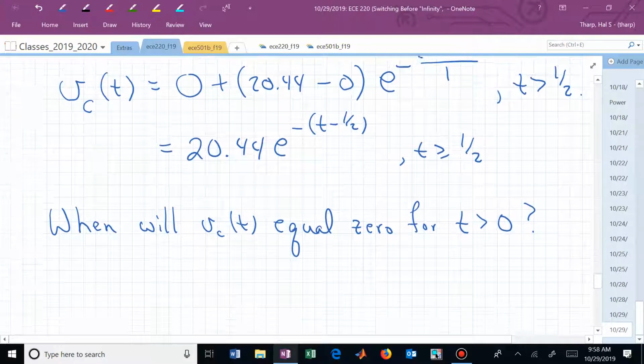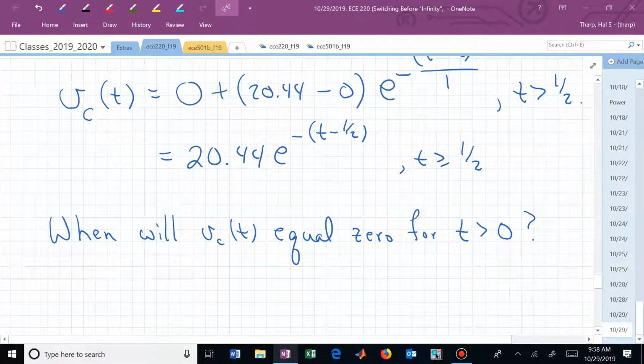When will V sub C equal 0 for t greater than or equal to 0? We know we started at 0, below 0. When will it eventually get back? It builds up to 20 in a half a second, and then it starts with this behavior beyond 1/2. When will we finally say, that's fine, we're done, we've reached infinity?